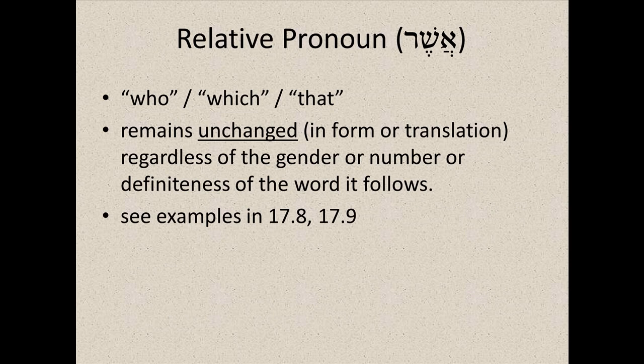Relative pronoun in this chapter, asher, again gets translated who, which, that. Sometimes it gets translated where, if the context allows or that makes the best sense. It remains unchanged in form. There'll be no article added to it or anything else. In translation, you're always going to opt for who, which, that, or where, whatever the context says is best, regardless of the gender or number or definiteness of the word that follows.